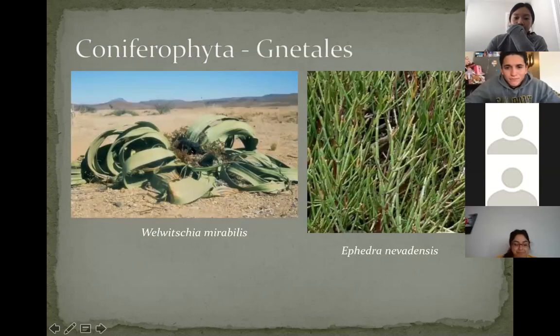and they really do look like angiosperms. But once again, this is Welwitschia. And then over here we have Ephedra. Ephedra actually kind of reminds me a little bit of Equisetum or the horsetails from the seedless vascular plants, but they are not. They do produce cones at the very tip as well.